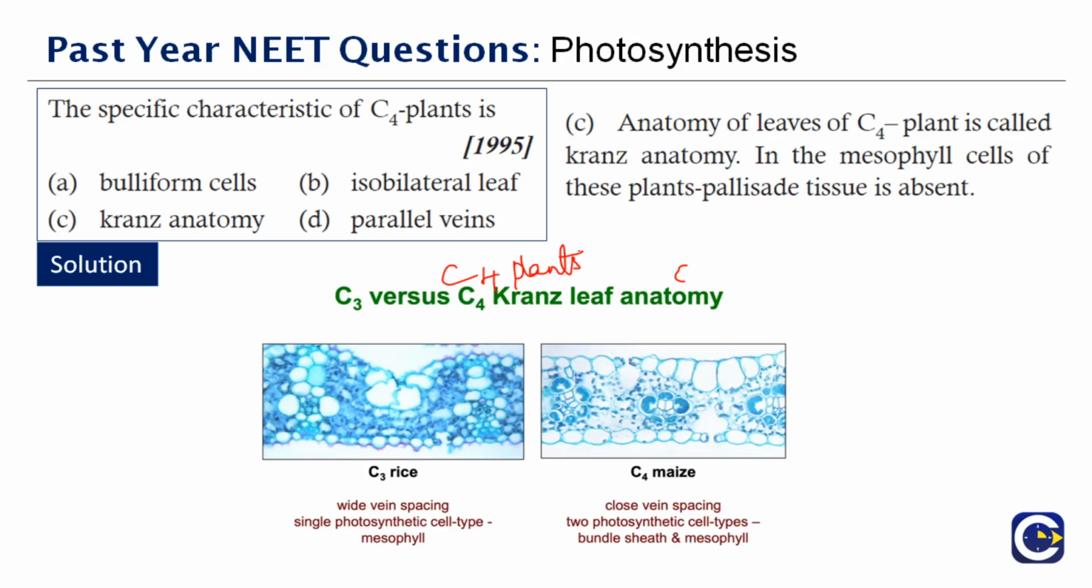And here you have C3 versus C4: C3 rice and C4 maize, wide range spacing, single photosynthetic cell type. When we talk about C4, you have 2 photosynthetic cell types, while C3 has a single photosynthetic cell type. So here you can see the difference: here 2 and here it is single. These are differences which relate to the Kranz leaf anatomy. The correct answer is option C.